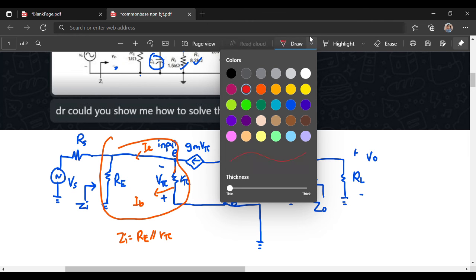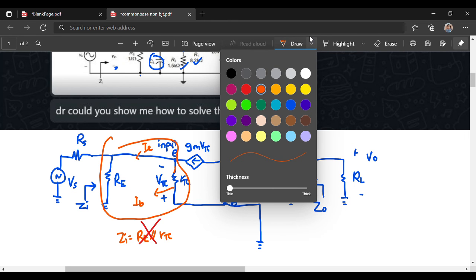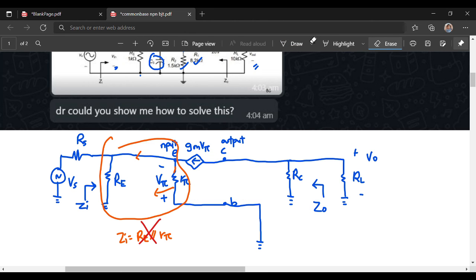So what we can do is, for this R pi, we need to find the equivalent resistance, ZB. If you refer to my notes, ZB equals R pi divided by beta plus 1. Therefore, your ZI is RE parallel with ZB.